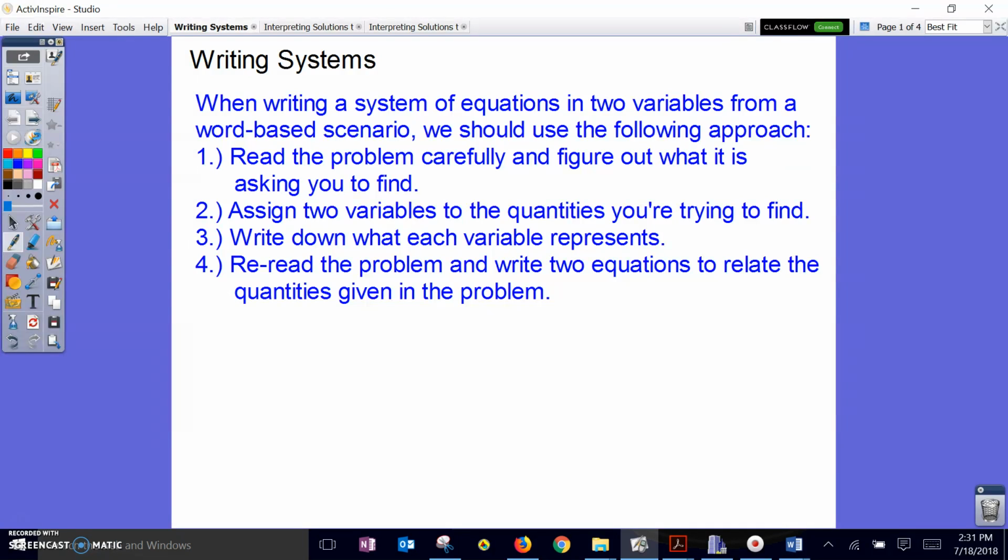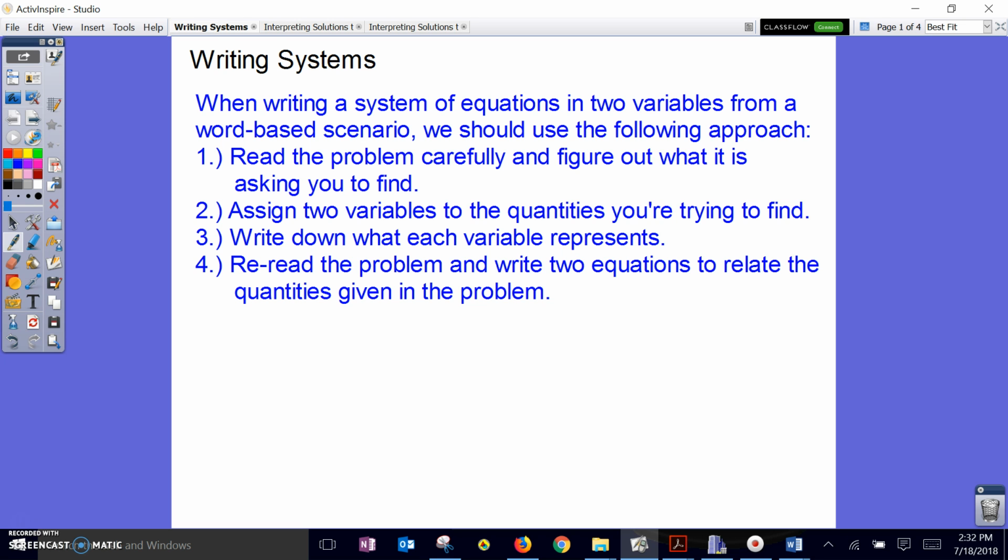In this video, we're going to talk about how we write systems of equations based off of word problems, word-based scenarios. And we're going to use this basic, simple four-step approach to help us be more consistent in our writing. First thing we're going to do, we're going to read through the problem carefully and figure out what the problem is asking us to find.